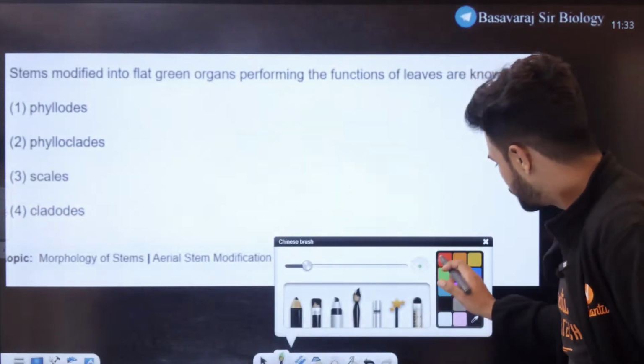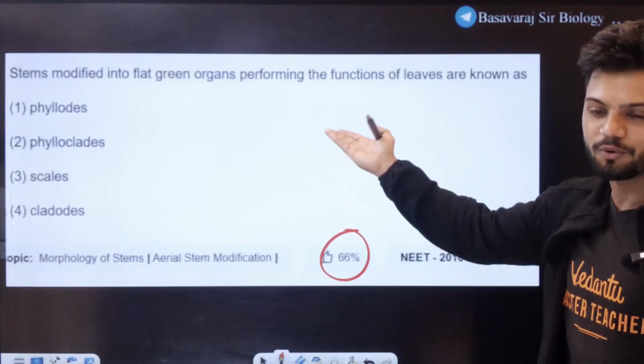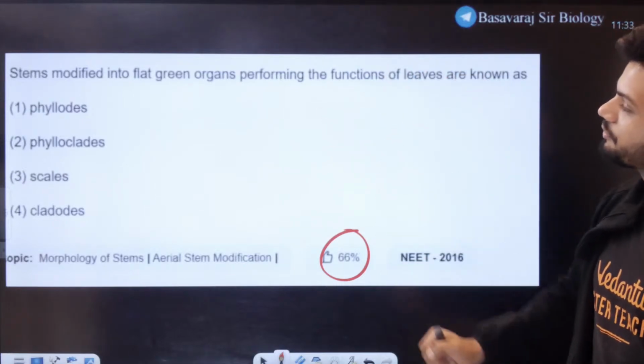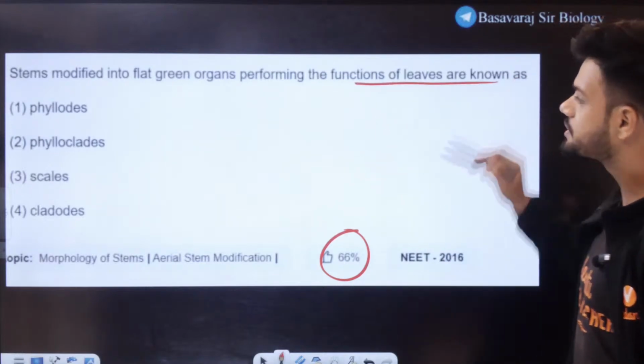Do you see that? 40% are not able to answer this question. If you can tell, you are great today. A stem modified into a flat green organ performing the functions of a leaf is called as what?